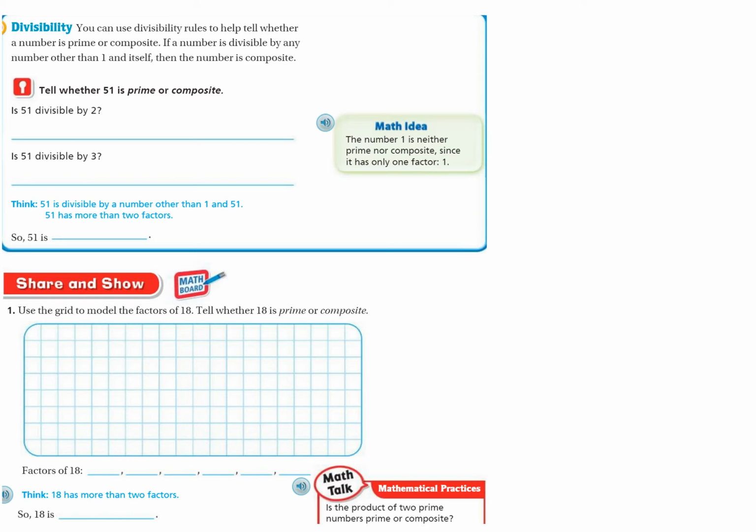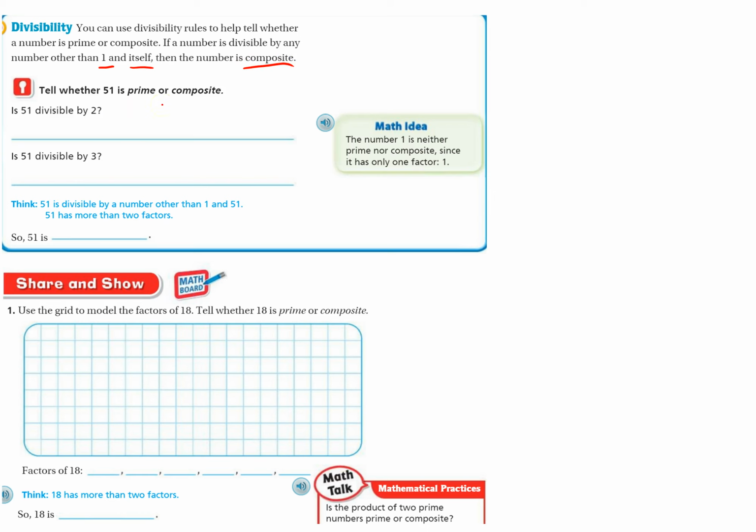Math time. All right, we're still on chapter 5, lesson 5. Just on to the next page, so follow along. All right, divisibility. You can use divisibility rules to help tell whether a number is prime or composite. If a number is divisible by any number other than 1 and itself, then the number is composite. So tell whether 51 is prime or composite.